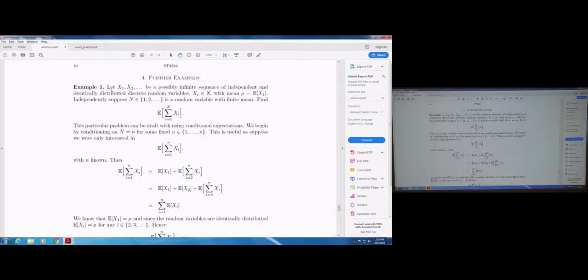So here what we have is an infinite sequence of IID random variables. Apparently they're discrete. Independent identically distributed random variables, discrete, and they have a finite mean. Okay, and then independently of this sequence, I take a parameter capital N, which is a random variable, which could be 1, 2, 3, up to infinity. And again, it has finite mean.